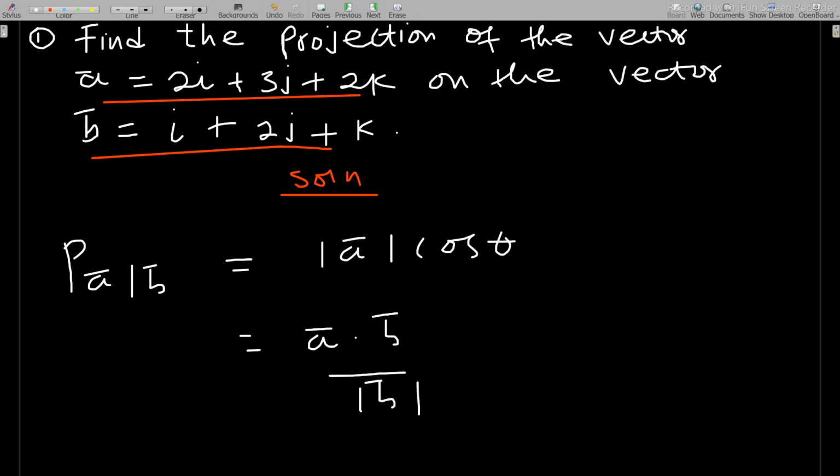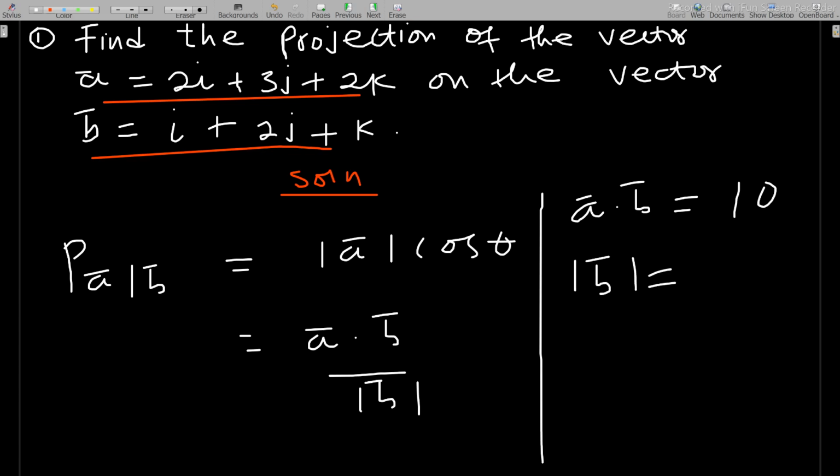Now since we don't have any angle, let's find the magnitude of B and A dot B. A dot B here will be equal to what? I will write the answer here and let you calculate A dot B, because we've already passed through the dot product of two vectors. I hope you can do this. That is 10, and the magnitude of B, you know how to calculate that too, and that is square root of 6.